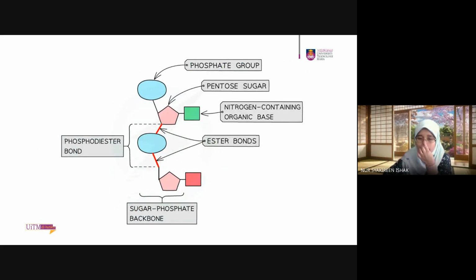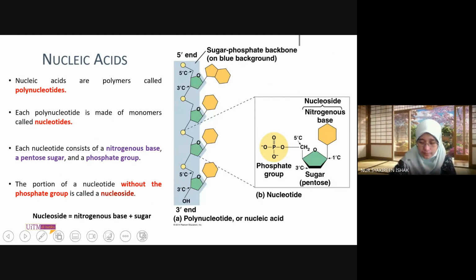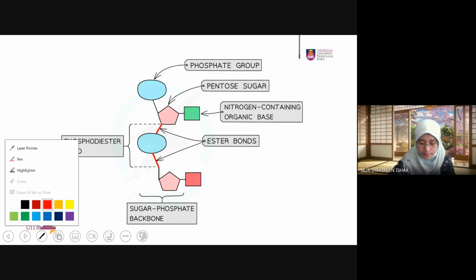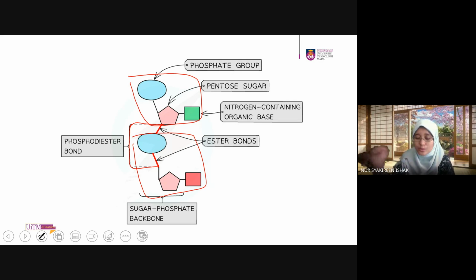Okay, like that. So this is one nucleotide. Okay, so this is another nucleotide attached to the chain. So the phosphodiester bond is between carbon number 3 of the previous nucleotide, the phosphate, and before carbon number 5 of the next nucleotide.